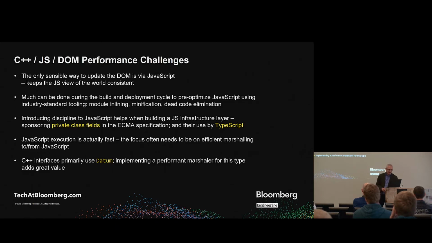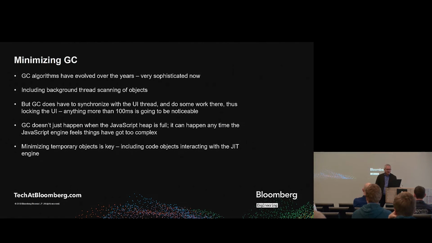As I say, JavaScript is actually pretty fast. So often the focus needs to be on efficient marshalling to and from JavaScript. So we've spent a lot of time making things like our Datum data type marshal very efficiently across that boundary. Minimizing GC. Welcome to GC for anybody who's only done C++. It's a whole interesting new world.